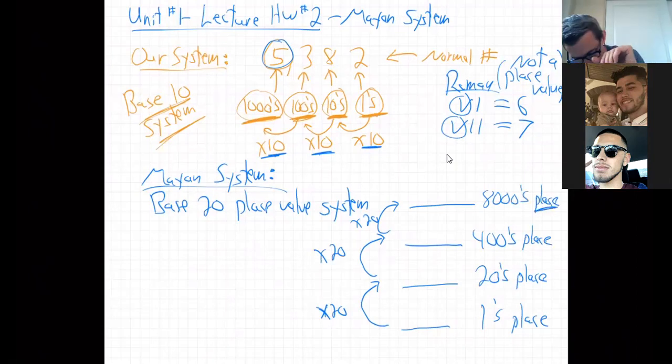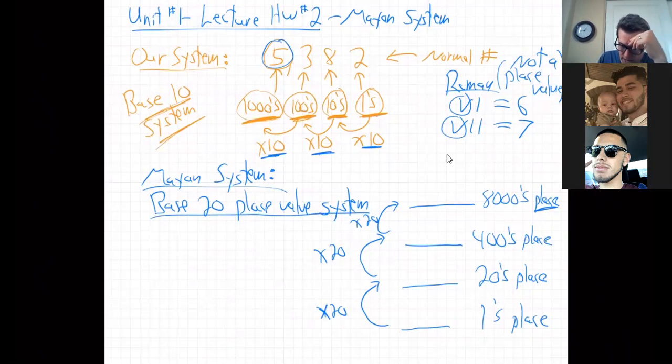That's as far as we're going to go. So that's how the Mayan system works. Theirs is a base 20 system, and so it starts at the ones, and it goes times 20, times 20, times 20, a base 20 place value system.